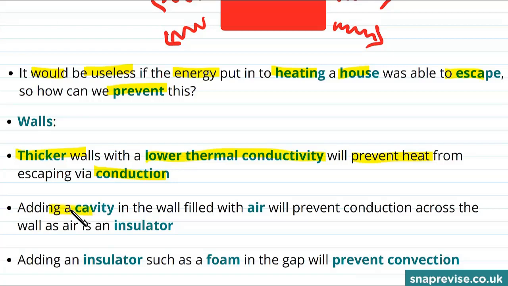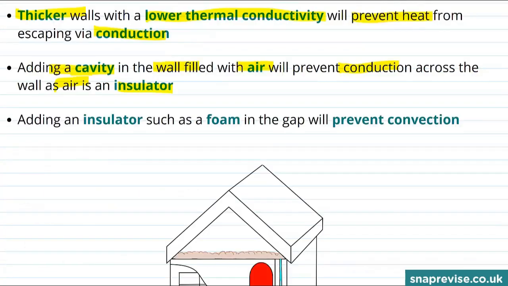Another thing we can do is to add a cavity in the wall filled with air. This will prevent this process of conduction across the wall because air is an insulator. Or another way you can think about this is that because the air particles are very far apart, it's not so easy for them to collide into each other to pass the energy through the gap.